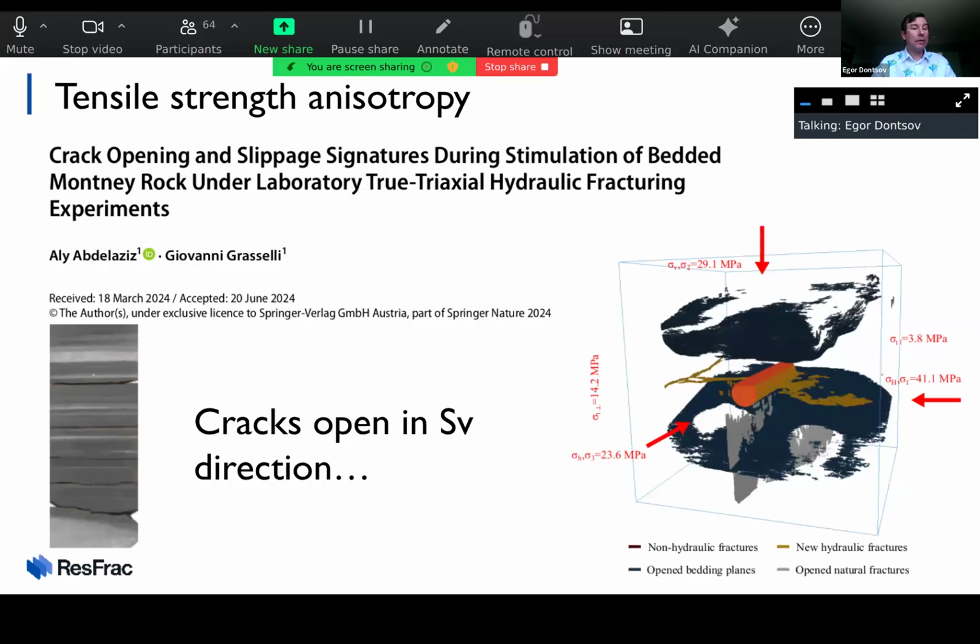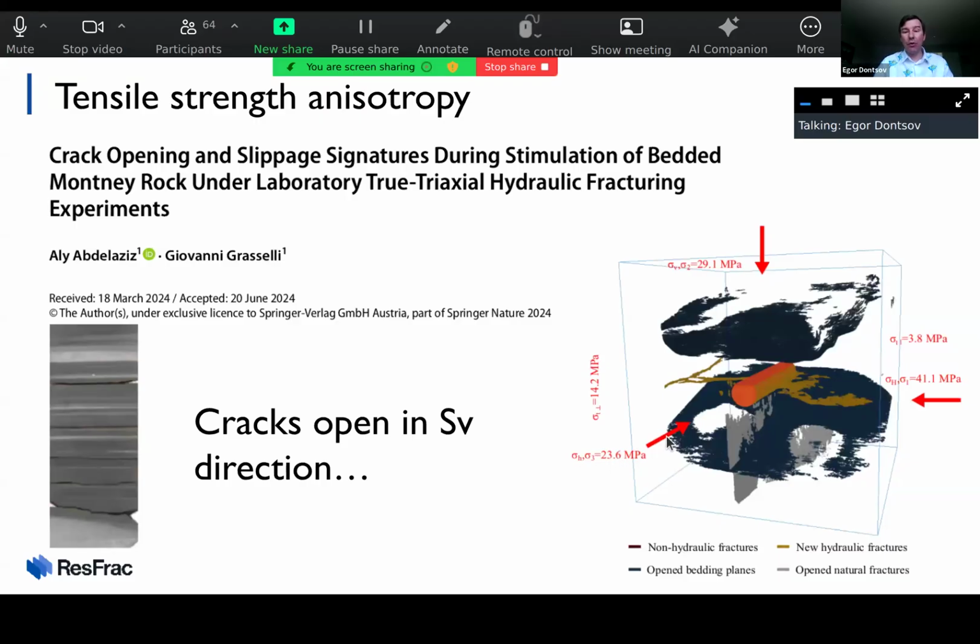And this can also play a role, because it's much easier to initiate a horizontal fracture along this weak interface compared to a vertical fracture. And to prove my point, this is a lab experiment from Ali Abdelaziz and Giovanni Grasselli from the University of Toronto. They did a large block test on Montney Shale. Here is the horizontal wellbore in orange, and the vertical stress is 29 MPa. I don't know if you can see it, the maximum horizontal is 41 and the minimum horizontal is 23.6.